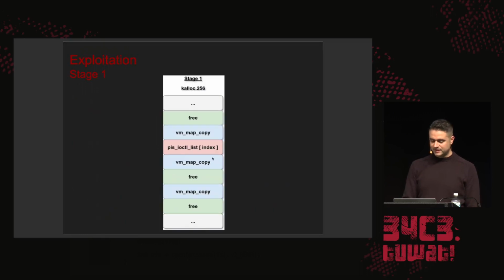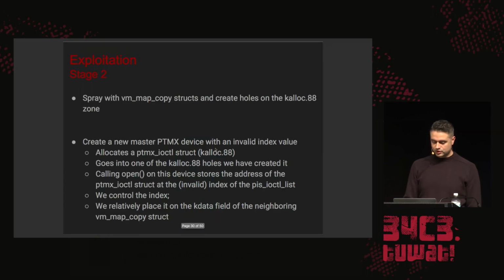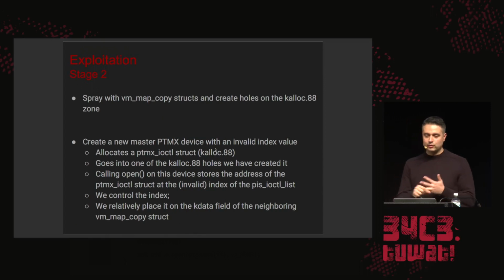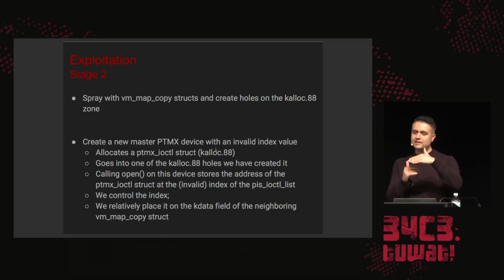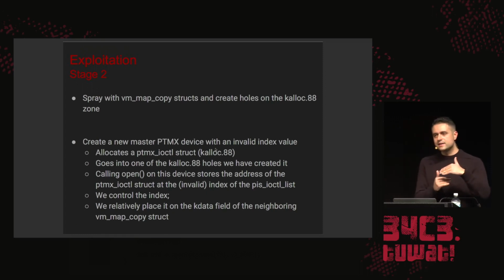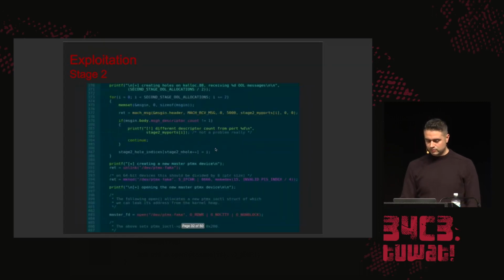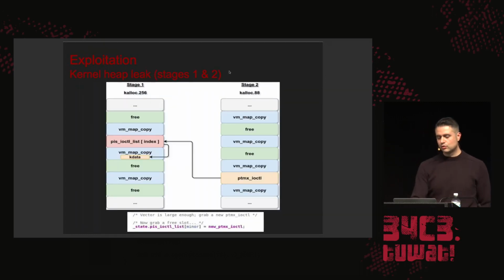Remember that basically you control this index, right? So since I control the index, I point it to the kdata element of the VMAP copy struct that I know is below the free slot that the array went into. I don't know the address, right? I can put an address there, but I know the relative distance in bytes because I created the heap pattern. So let's go to, okay, so it looks like that.